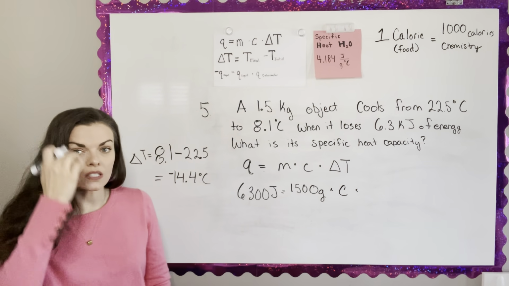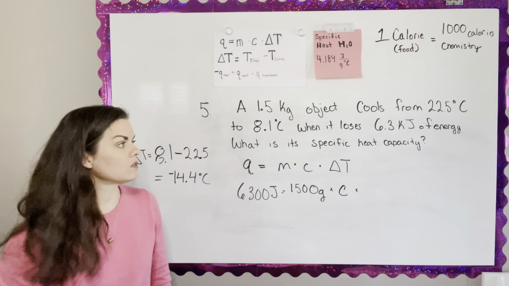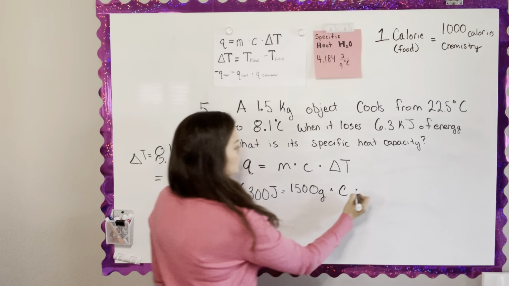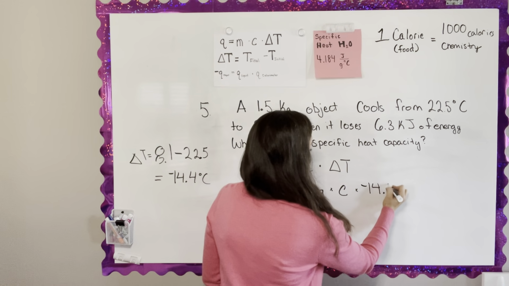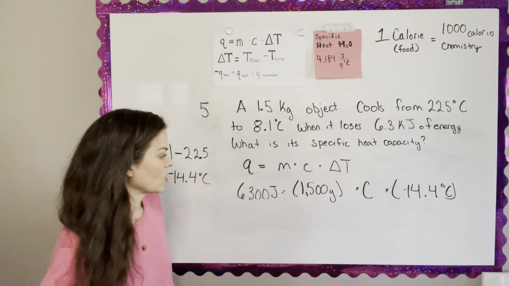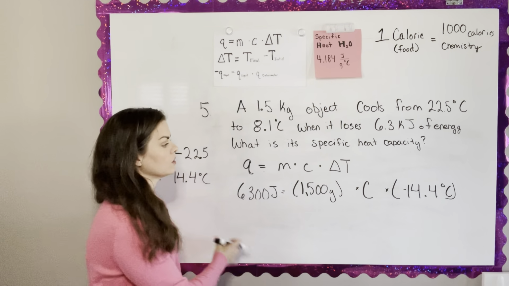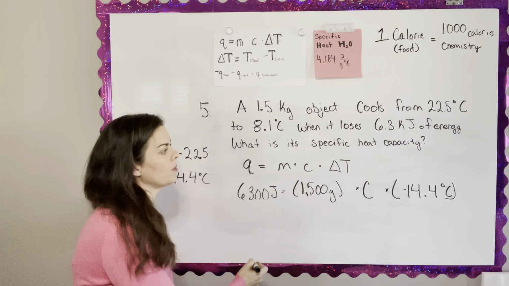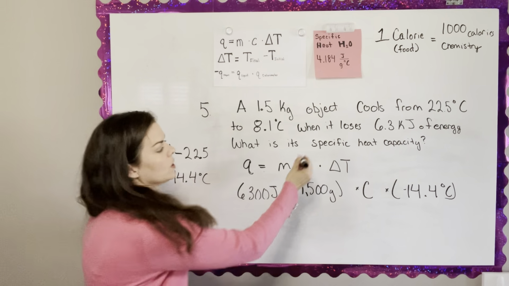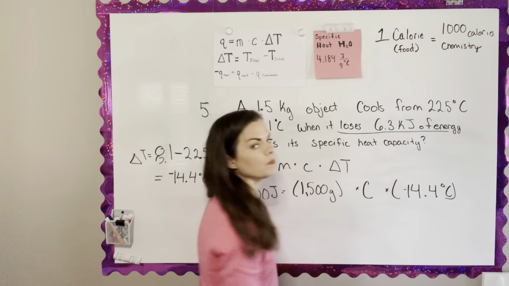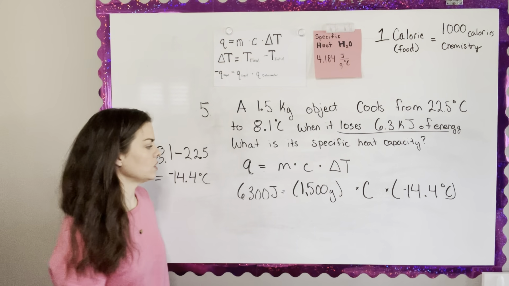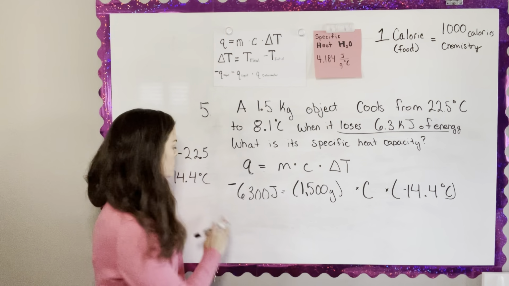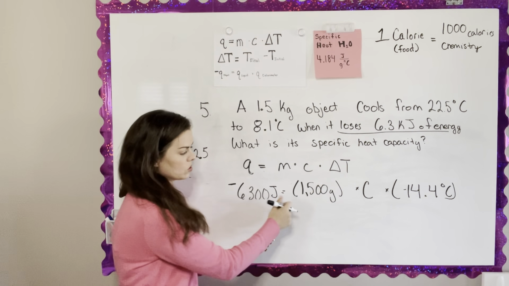And so make sure that's in Celsius, and it makes sense that you get a negative because this temperature is cooling down, it's going down. So I'm just going to take this and put it in here. Now, once we've gotten all of our information put in our equation, the only other thing we need to talk about is that this is actually losing energy. And so since it's losing energy, we're going to put a negative in front of the energy. So now I'm going to solve for C.